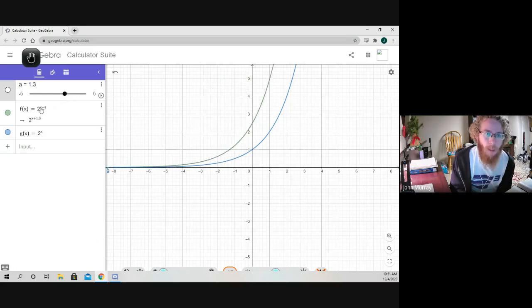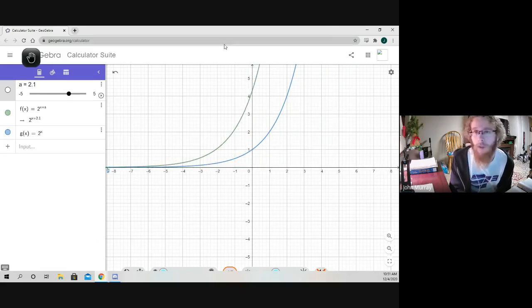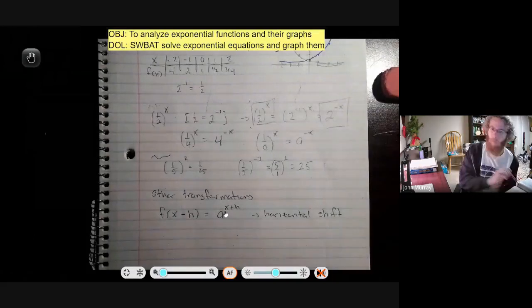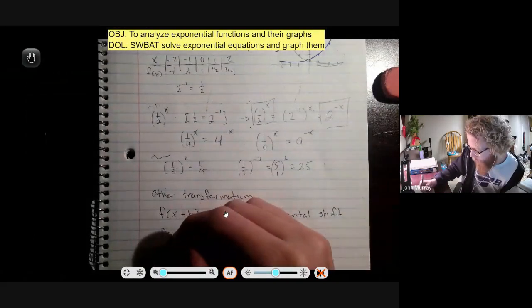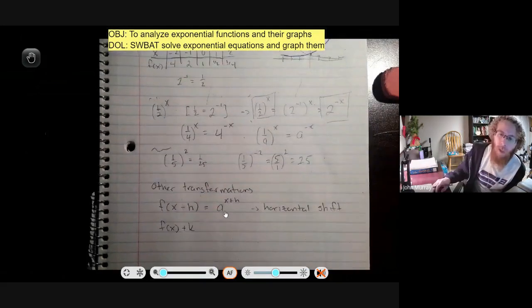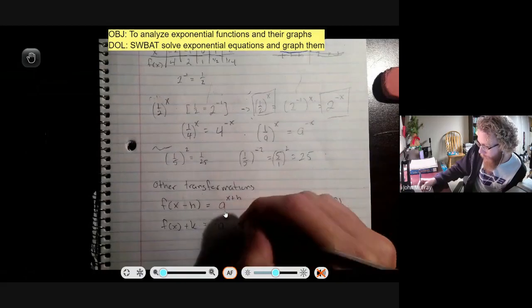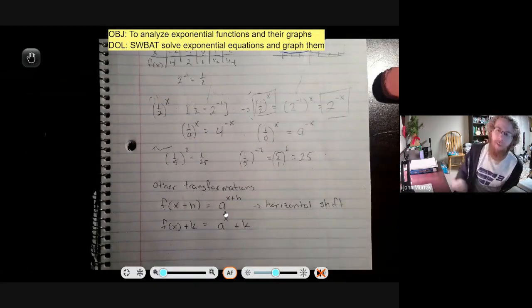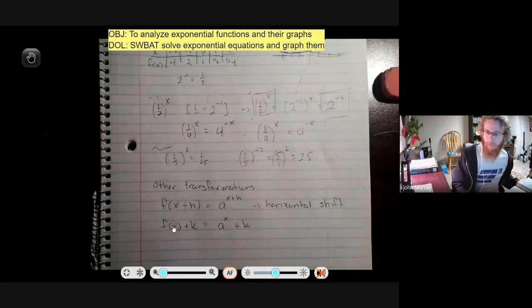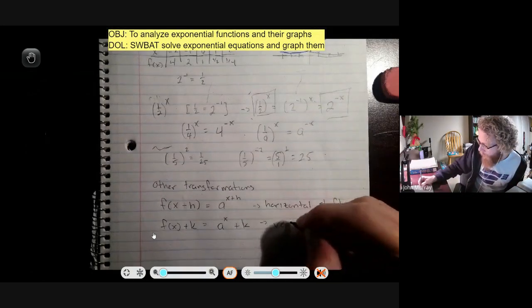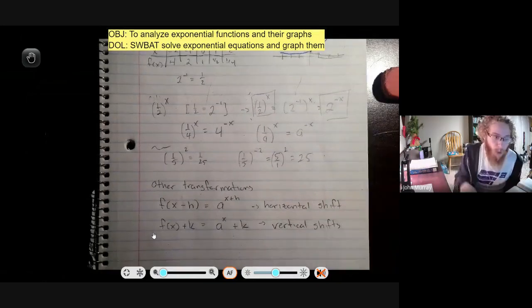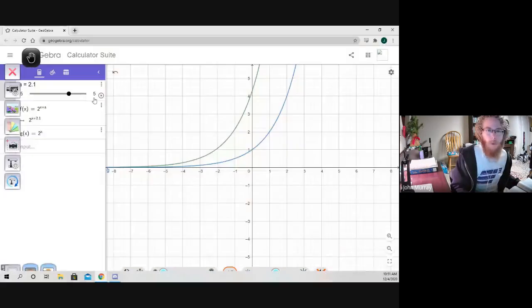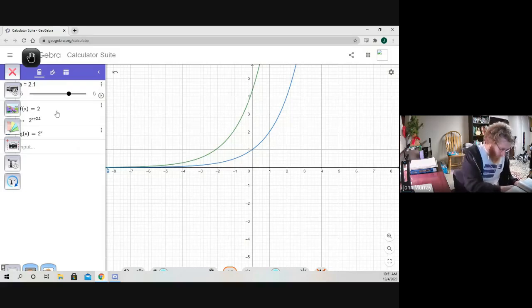Okay, so when we're adding to the exponent or subtracting, that's going to be a horizontal shift, like we have here. If we're doing something to the outside, so if I have a to the x and then I'm adding or subtracting after the fact, just like our other transformations, that's going to be a vertical shift. All right, so let me get rid of that. 3x plus a.